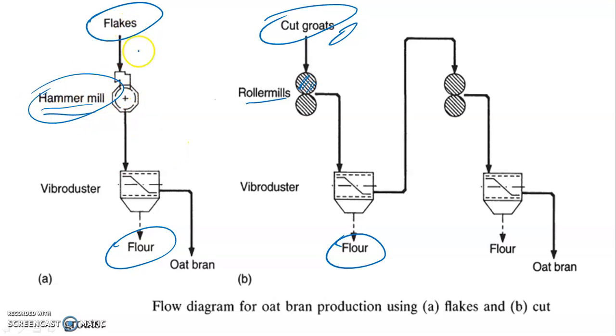So flakes can be converted into powder by using the hammer mill, whereas whole groats or cut groats can be converted into flour by using roll milling. So finally we can have the flour, and once we convert these groats into small particles, we can separate the bran from here, and that bran can be further disintegrated into powder, and we can have oat bran powder also.